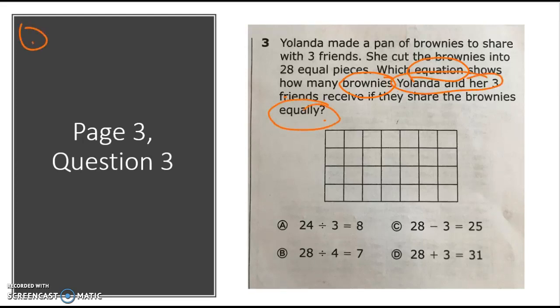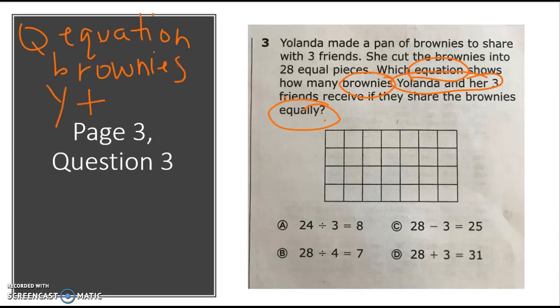So right here in my cue, I'm going to start picking out only the things I need. I want an equation for brownies. Sorry, it's not the neatest handwriting. I'm using my finger here. For Yolanda and her 3 friends. That's very, very important, and that's the piece that I've seen us miss so many times.